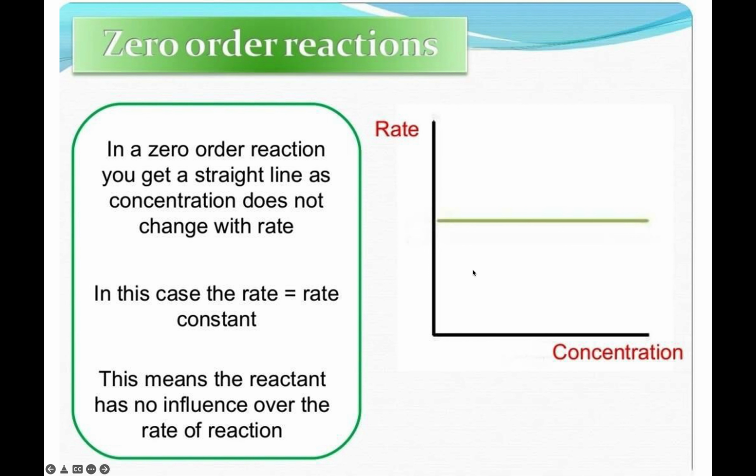Now next is zero order reaction. That is, what is meant by zero order reaction. When you plot a graph with the rate on the y axis and concentration on the x axis, you get a straight line which is parallel to the x axis because the concentration does not change the rate. So here the rate will be equal to the rate constant itself because the reactant has no influence over the rate of the reaction.